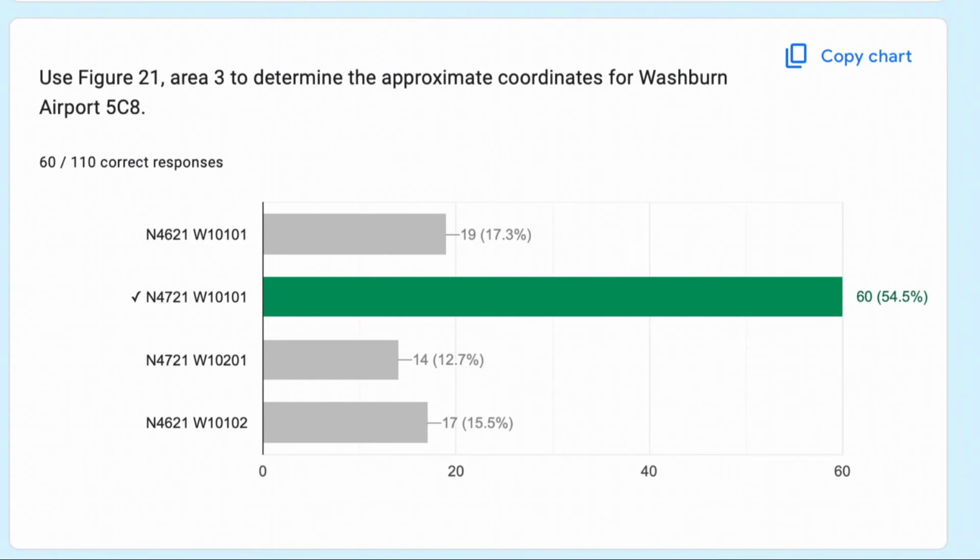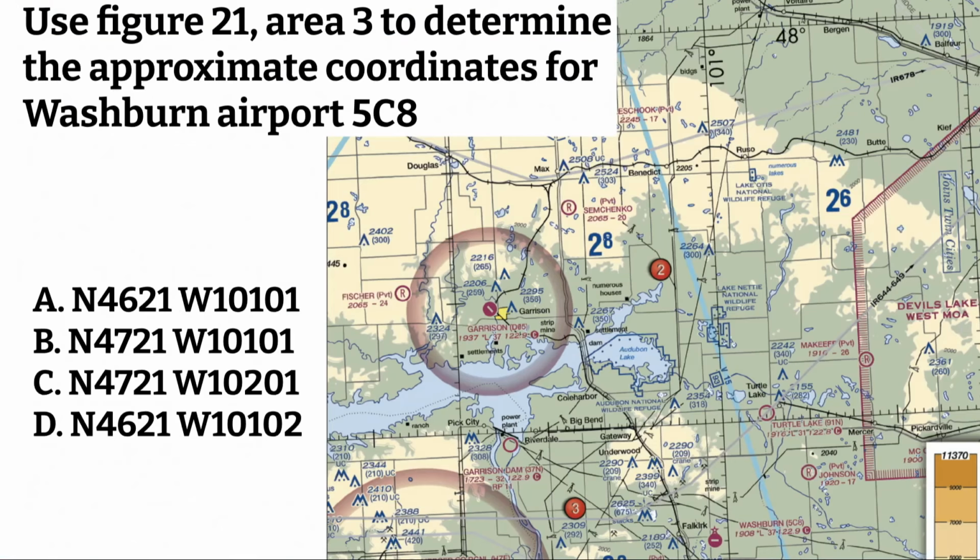Almost 55% of you guys got this right, and the rest of the answers are pretty even, so I think the people who missed this just didn't know how to solve it. So let's take a quick look at how to do that. First, we had to find Washburn Airport, which is down here in Area 3, and then I always like to start with latitude, so let's see roughly where we are.